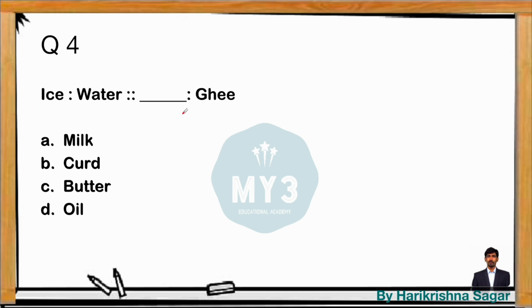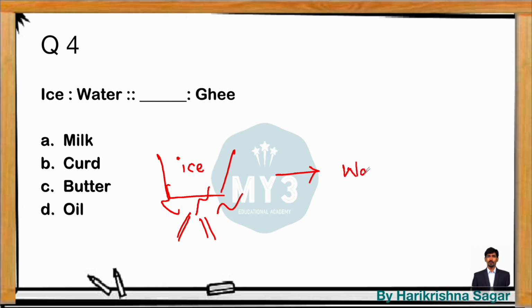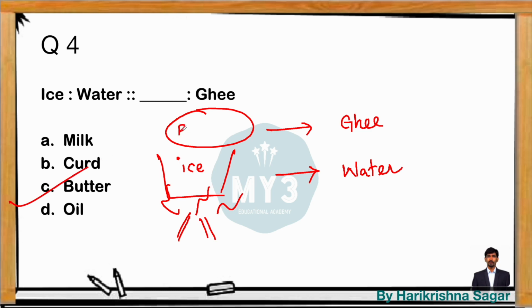Ice, water, dash, ghee. You can understand the relationship between ice and water. If you heat the ice, you will get water. The question is, if you heat what, you will get ghee? If you heat butter, you will get ghee. So the answer choice must be butter.